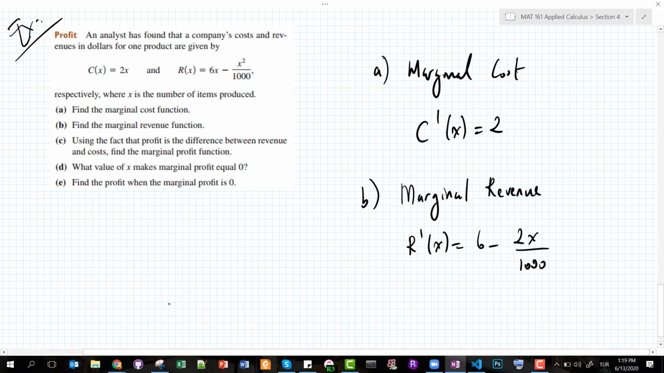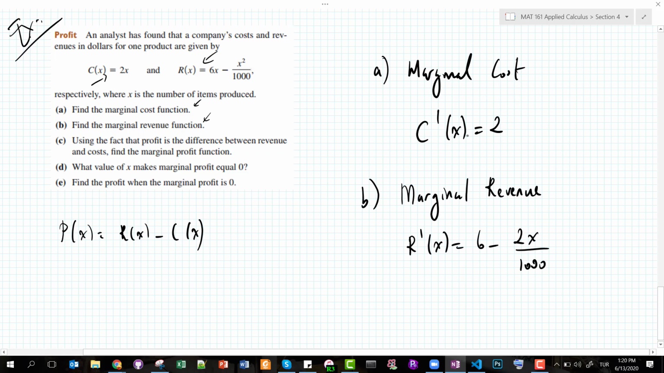Second example is about the revenue. So you have the cost function, and then you have the revenue function. As you know, the profit can be given as revenue minus cost. We have seen it before. So the question here is to find the marginal cost and the marginal revenue. Marginal means, as you know, the rate of change. You just need to take the derivative.